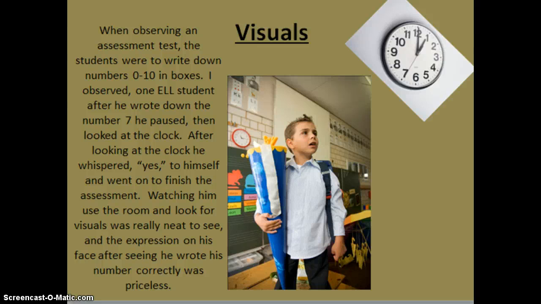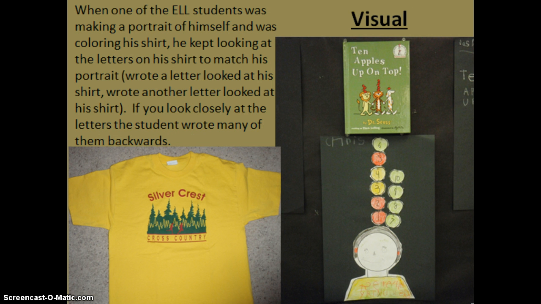This experience showed me how important it is to have visuals around the classroom. In my classroom, I will have number lines, the alphabet, word walls with pictures, and more. Not only will this help the English language learners, but it will also help the whole class in learning, especially the visual learners. Another observation was when I was witnessing a student color his picture, he was looking at his shirt. The funny thing is his numbers were often backwards.